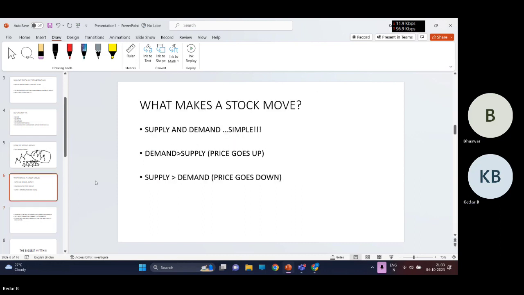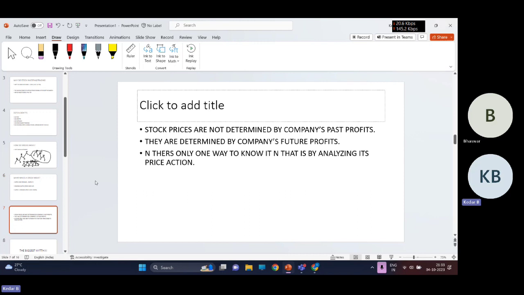Okay. Now, one more very important concept. Stock prices are not determined by companies' past profits. They are determined by companies' future profits. Okay, so I'll elaborate on these points. Why fundamental analysis has such a major flaw, I will tell you. Because the overall stock market and stock prices do not move on present value. They do not move on the past performance of a company. They move on future predictions.